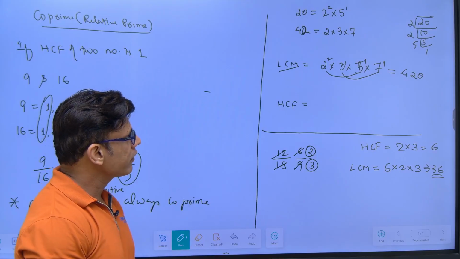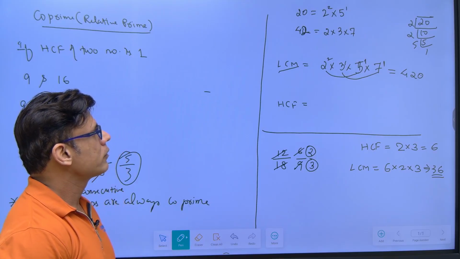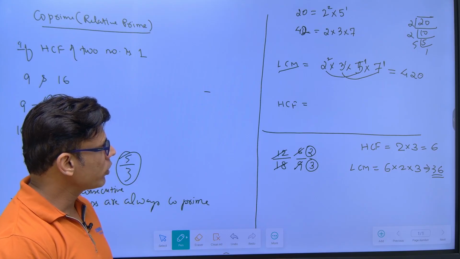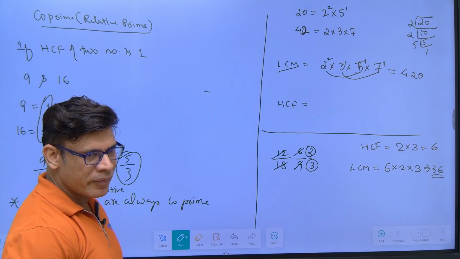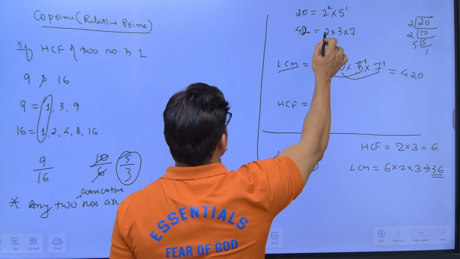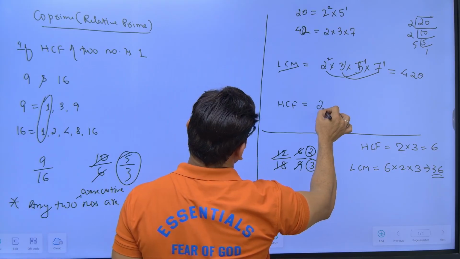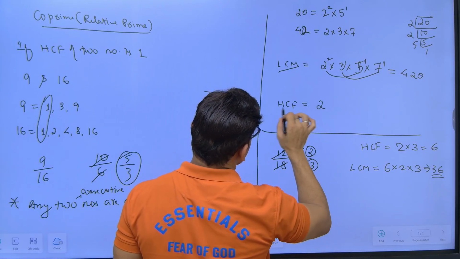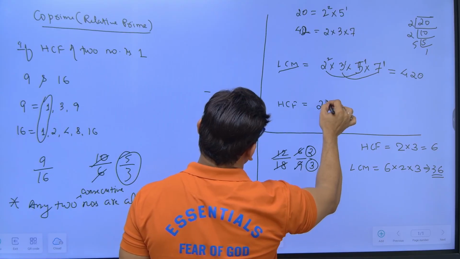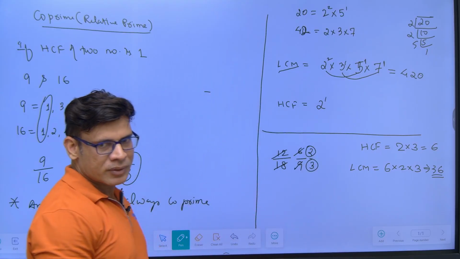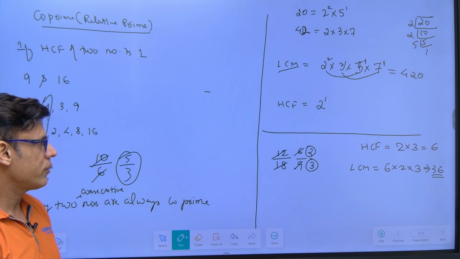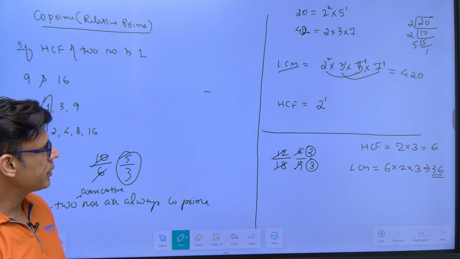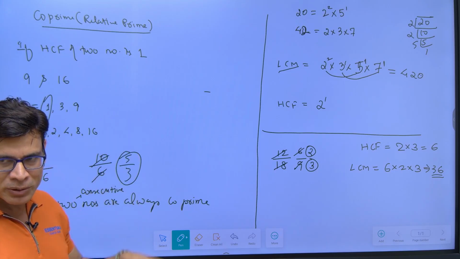For HCF, I told you what? Only the common prime factors. What are the common prime factors? Except 2, is anything common? No. And for HCF, you have to raise it to the lowest power. HCF is 2 only. Now, when I say HCF is 2, that means 2 is the only number which will divide both. Let's check it out.